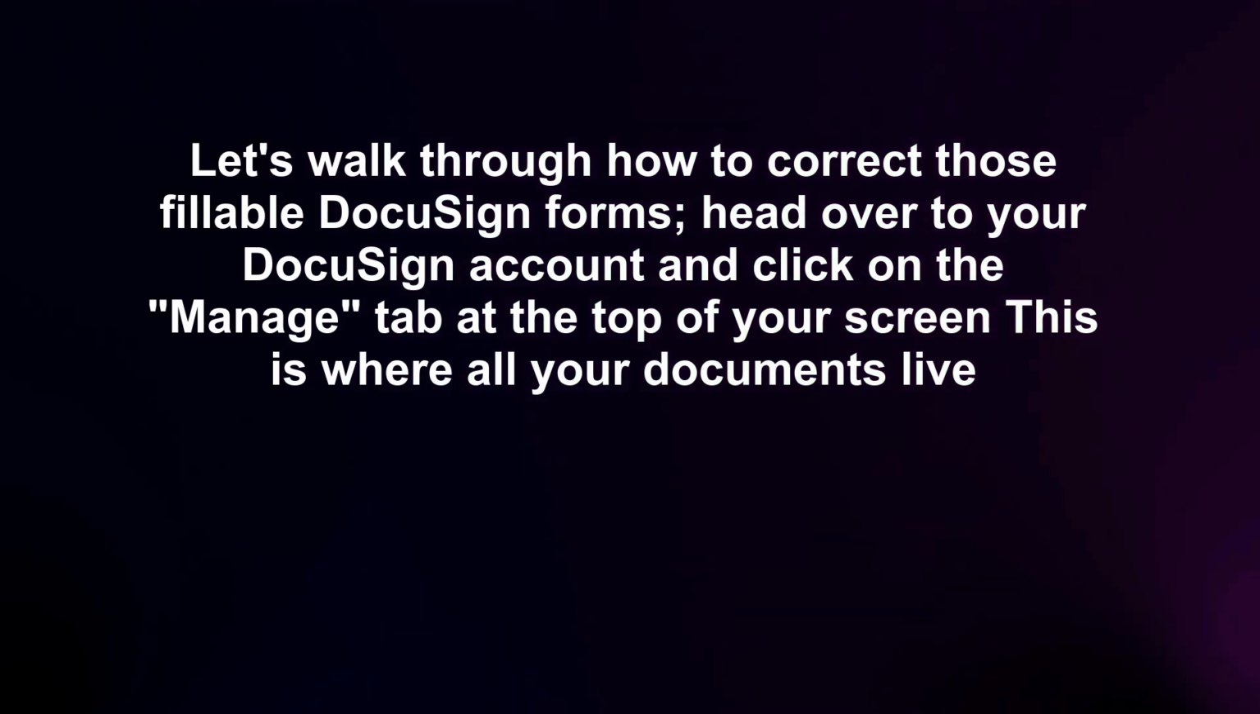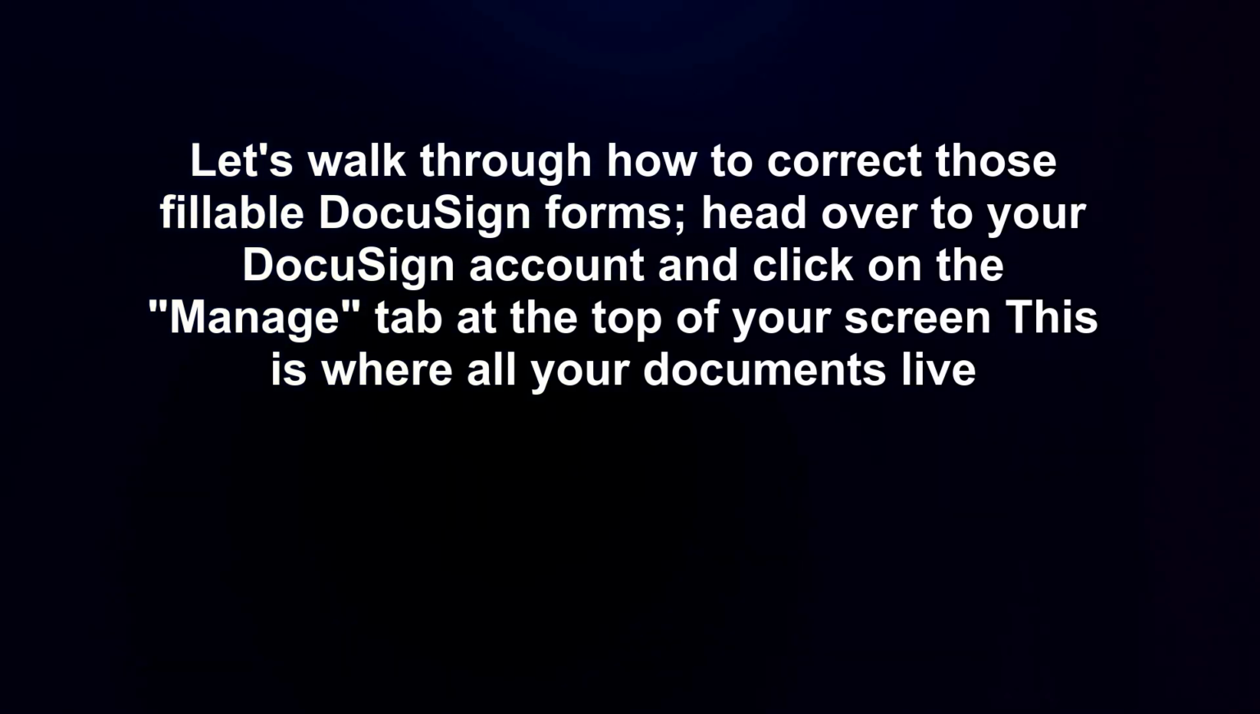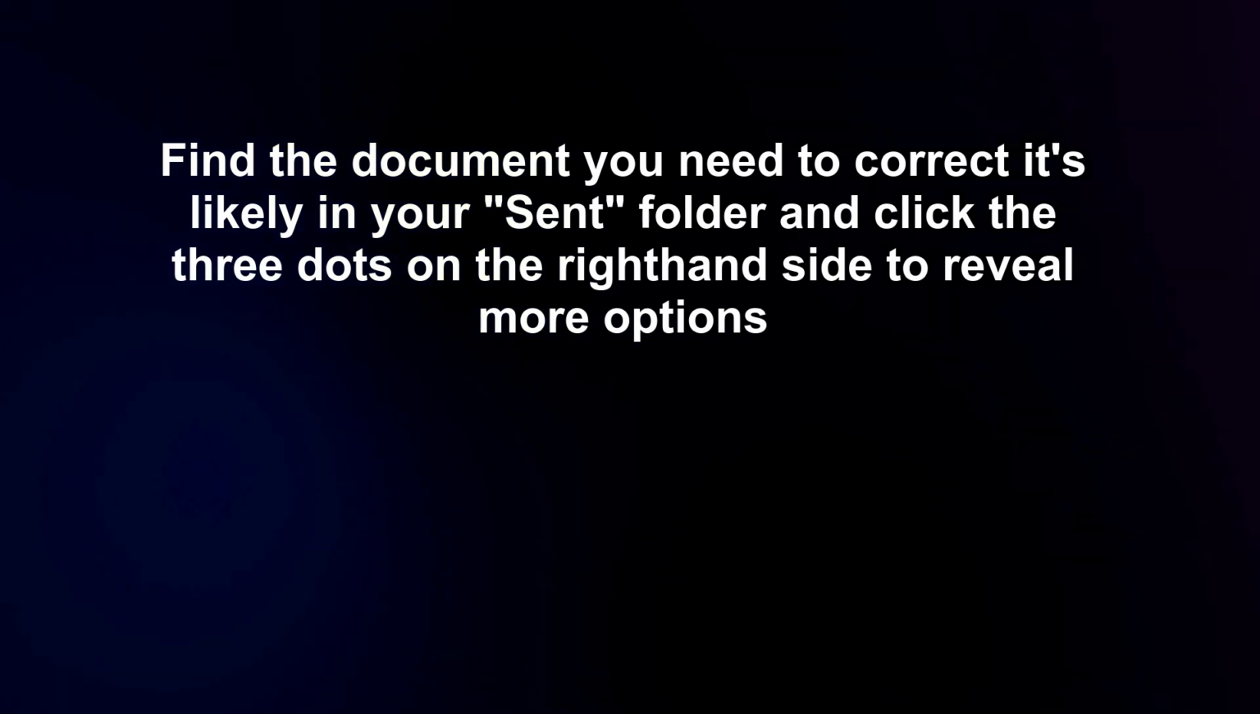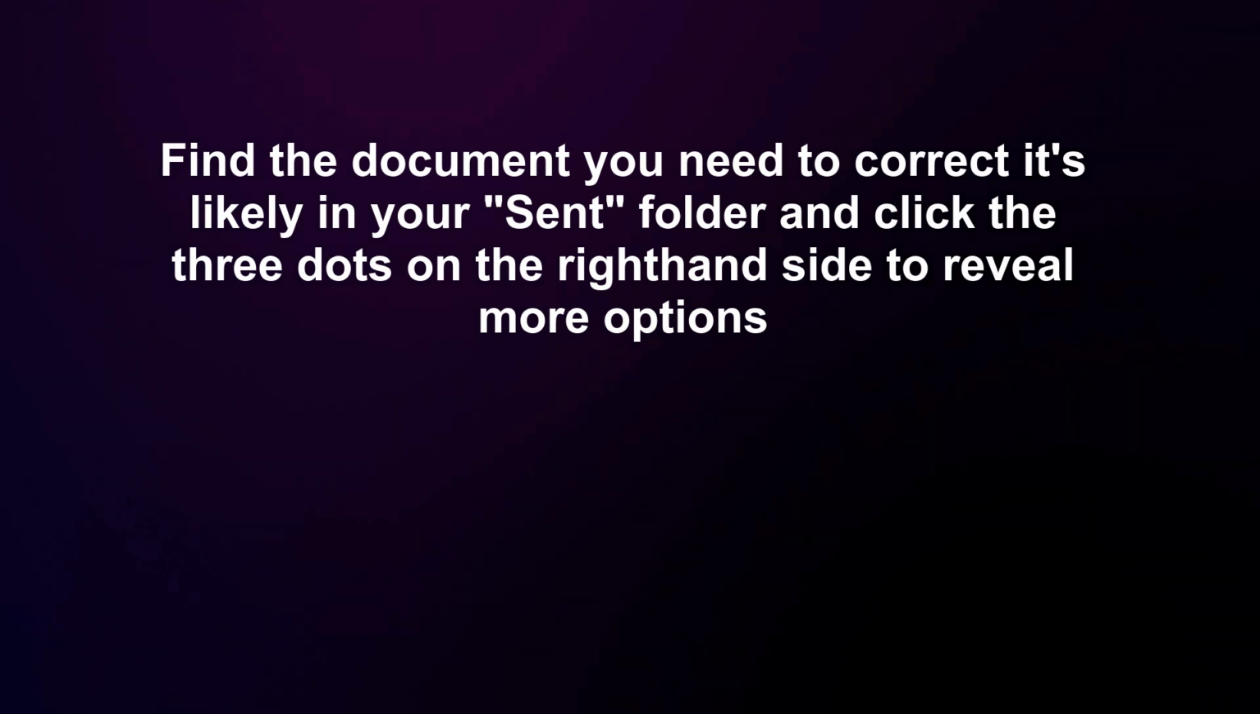Head over to your DocuSign account and click on the Manage tab at the top of your screen. This is where all your documents live. Find the document you need to correct. It's likely in your sent folder, and click the three dots on the right-hand side to reveal more options.